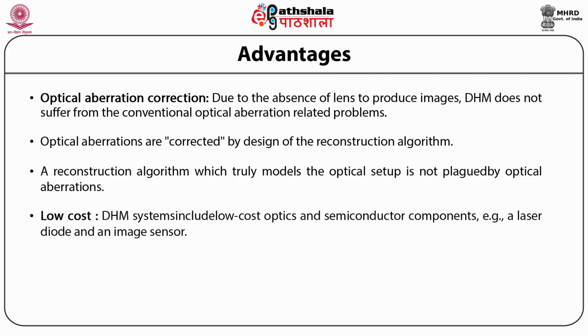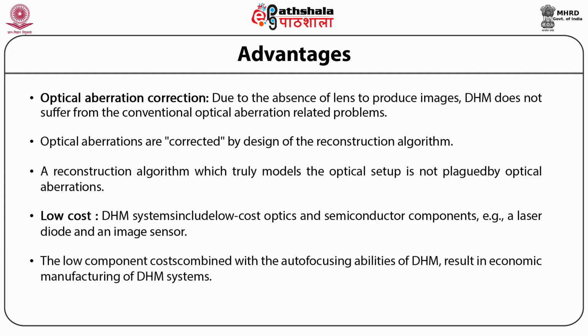Low cost is another advantage of holography. A DHM system includes low cost optics and semiconductor components. Examples are a laser diode and an image sensor. The low component cost combined with the autofocusing abilities of DHM results in economic manufacturing of DHM systems.